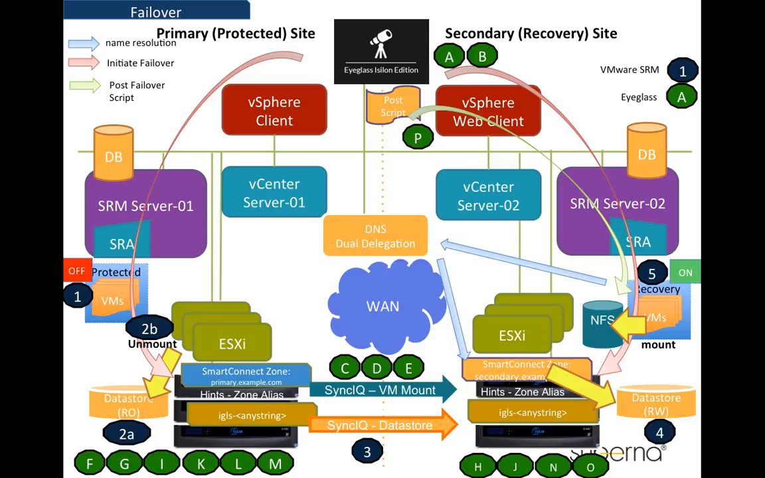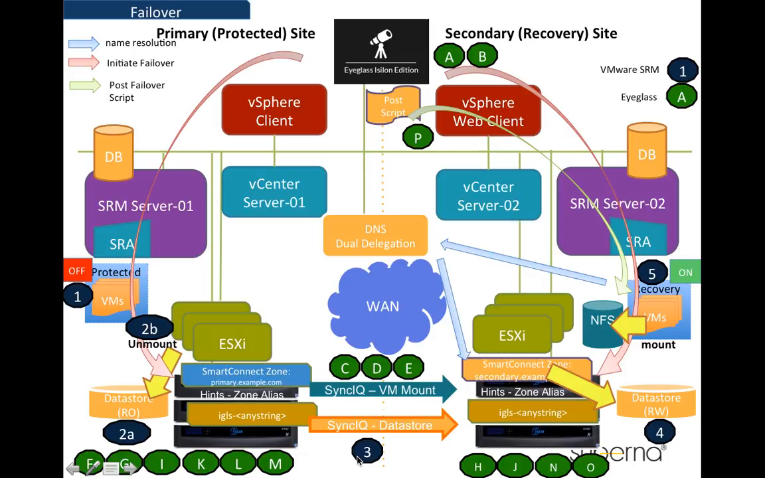We will highlight some of these numbered processes here. For more details, you can refer to the Eyeglass online documentation. Processes number 1 to 5 are performed as the default VMware SRM recovery steps. Number 1 is to power off the VM on the protected site. 2A is to set the protected data store to read-only mode. 2B is to unmount this protected data store.